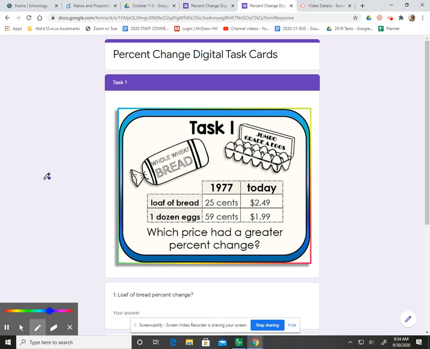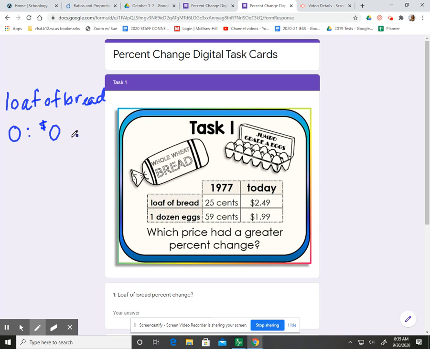If I were to write this out, I would first do the loaf of bread. Like we did in class and on your worksheets, we have the original, which I'll label with O. The original is our price in 1977, which was 25 cents. I'm going to write that in dollar form, $0.25. And our final, the price today, is $2.49. So we need to find our percent change.